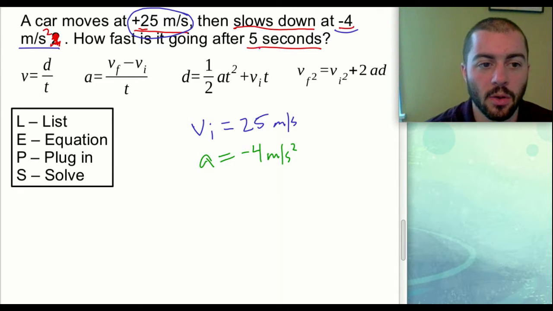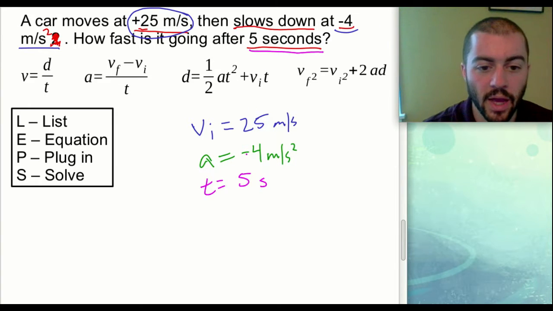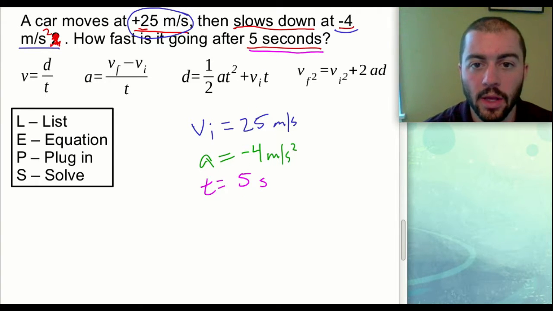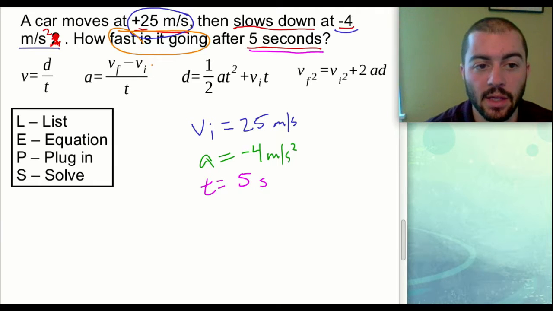And then we also know here, how fast is it going after 5 seconds? So 5 seconds would be a time. So we plug our time in as 5 seconds. And the last thing to include in our list, remember, is what variable we're actually looking for. So how fast is the car going? That's really asking about a velocity. And we're looking at the velocity at the end, so this would be our final velocity.